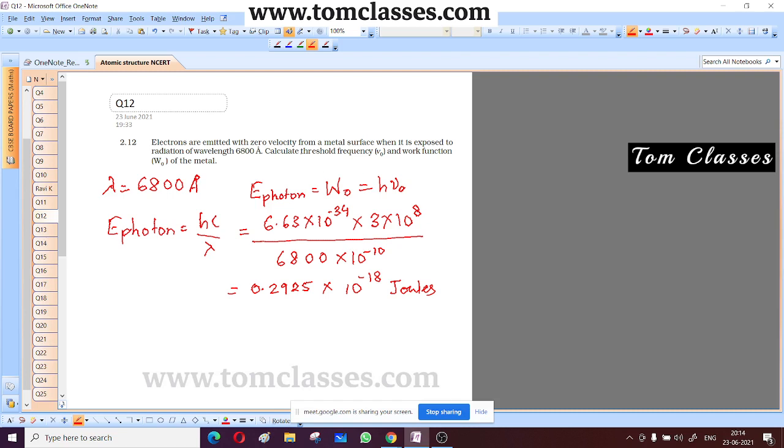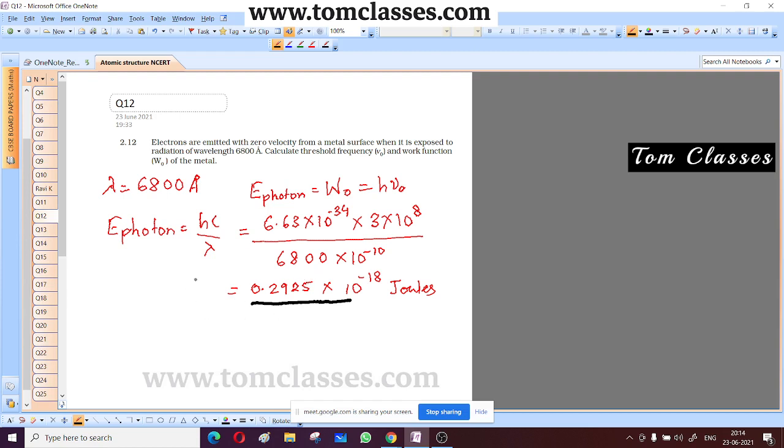Is this answer okay? It is saying 10 to power minus 19. It is minus 8, so it will become 16, then it has to be 18. This value is 0.2925. Okay, so that is so much joules.